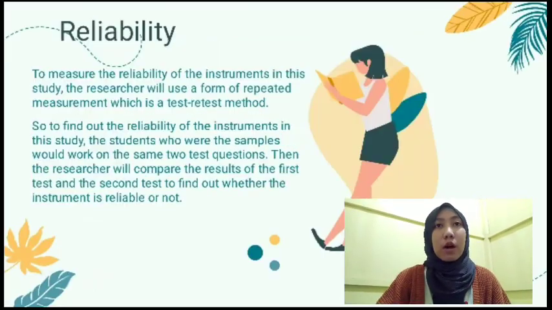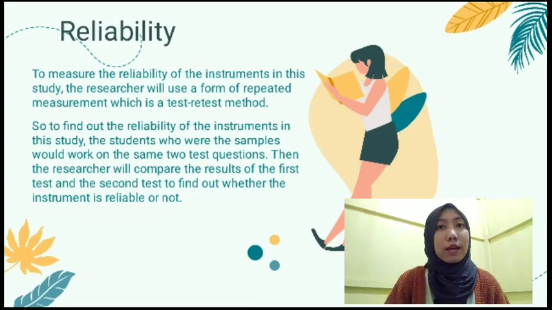Next is about reliability. To measure the reliability of the instrument in this study, I will use a form of repeated measurement, which is a test-retest methodology. To find out the reliability of the instrument, the students who were the samples would work on the same two test questions. Then the researcher will compare the results of the first test and the second test to find out whether the instrument is reliable or not.